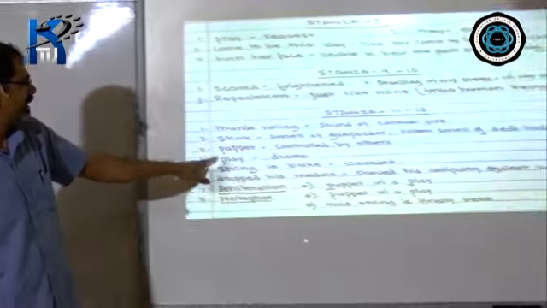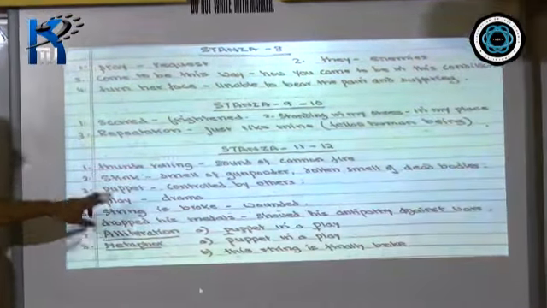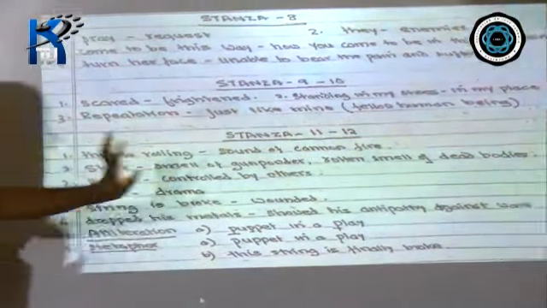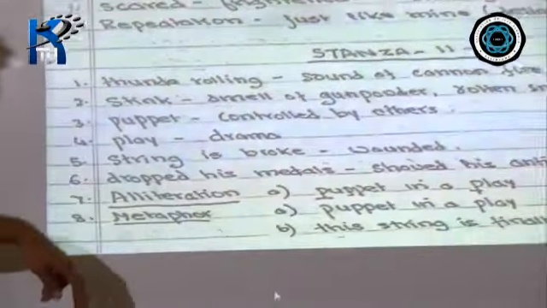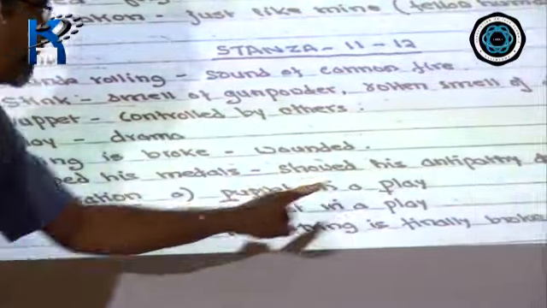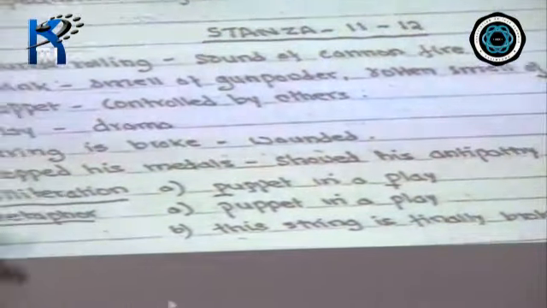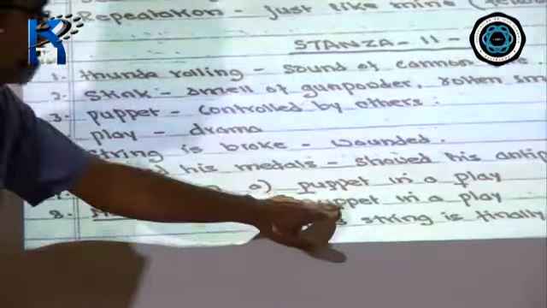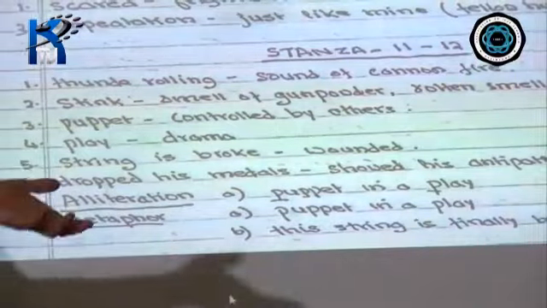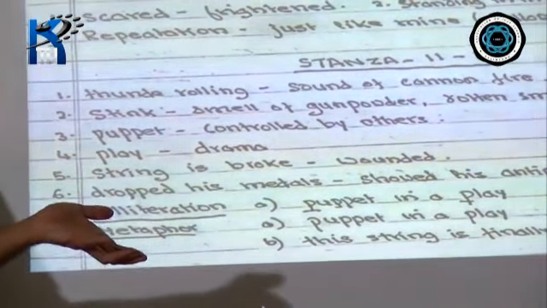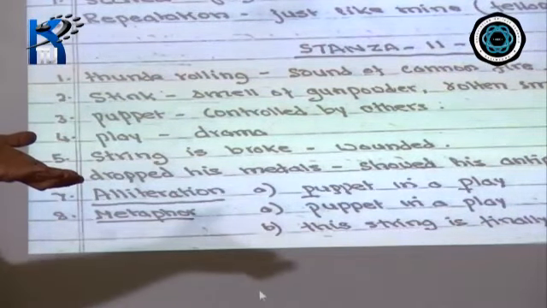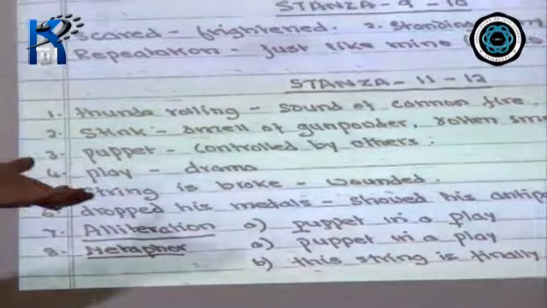Please note that in these last two stanzas, you have a few figures of speech. Puppet, controlled by others. Play is a drama. Now see alliteration. Puppet in a play. Repetition of the P sound. Then see the metaphors. Puppet in a play. Who is the puppet? The soldier. The leaders, the politicians enact a drama. They start the war. The soldiers are puppets fighting the war according to the instructions given by the leader.